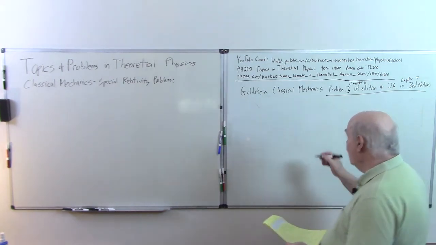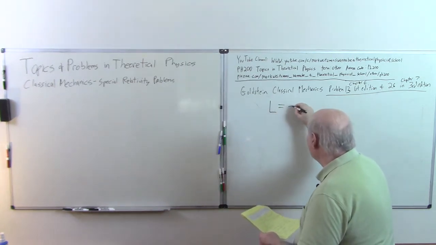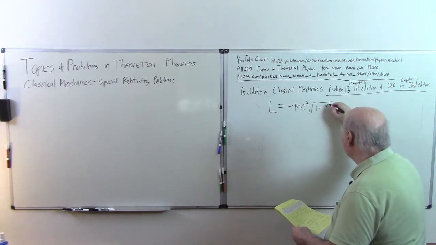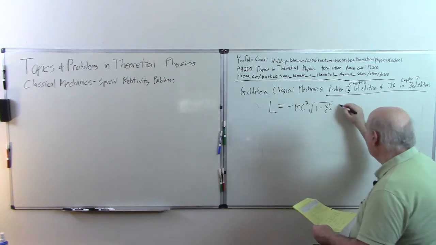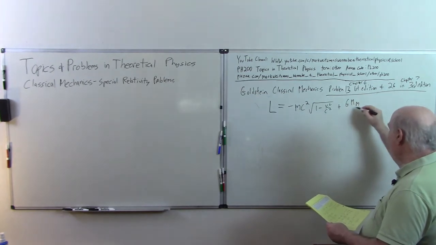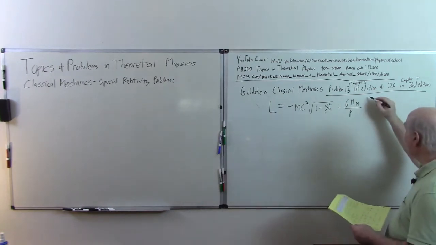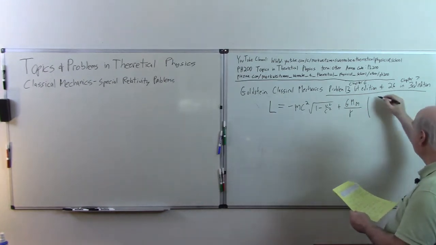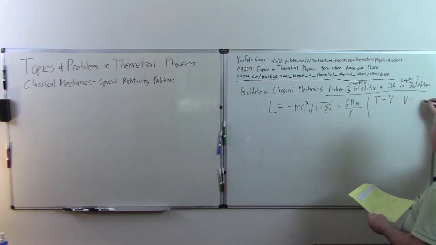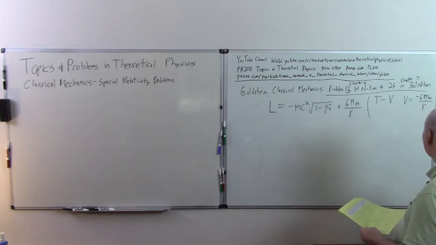We're just going to define our theory with a Lagrangian equal to minus mc squared square root of 1 minus v squared over c squared, plus GMm over r. Big M is the mass of the sun, m is the mass of the planet. For those of you who are familiar with Newtonian mechanics, usually we have T minus V. So in this case, V is the well-known Newtonian potential, minus GMm over r, which leads to the inverse square law of force.